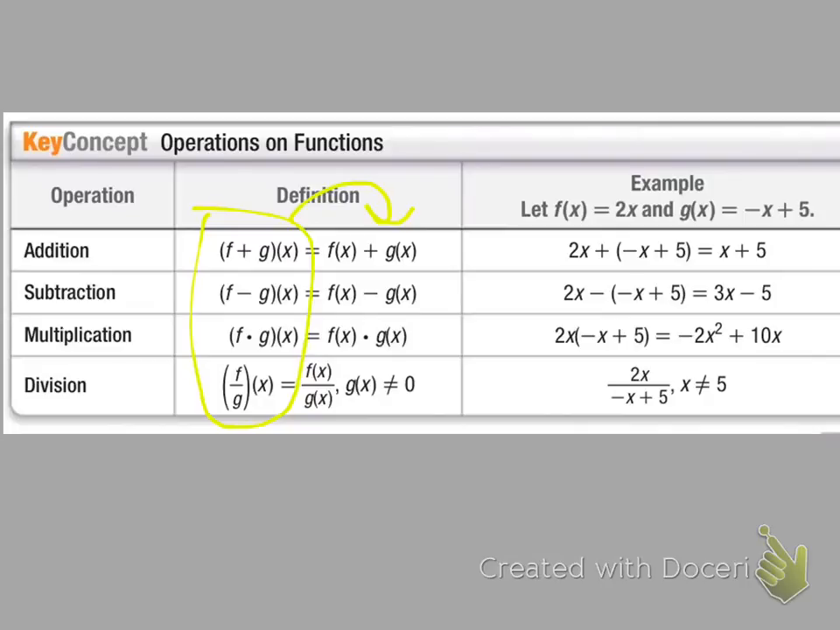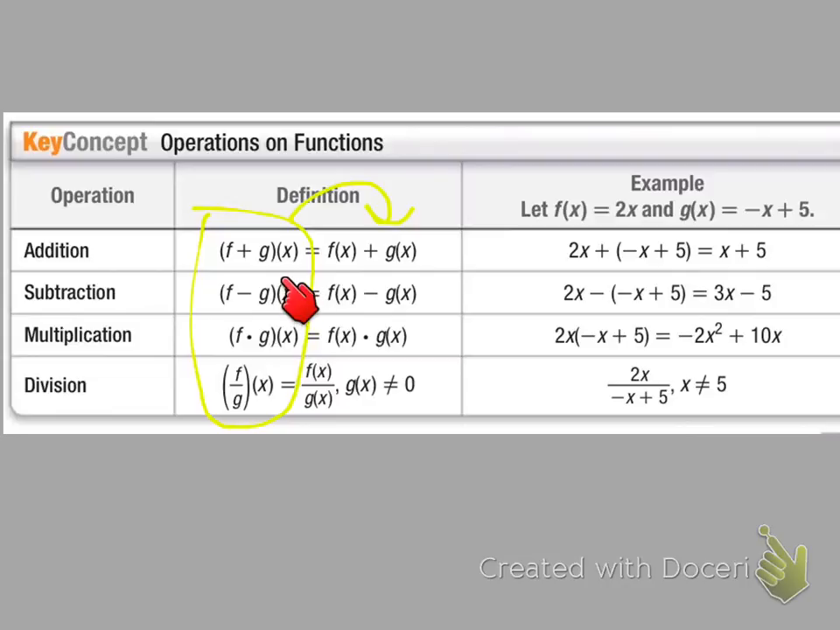So for addition, you're going to just take the two functions and add them together. If you look to the right, there's a cute little example. f of x is 2x, g of x is negative x plus 5. So you have 2x plus negative x plus 5, combine like terms, x plus 5. What we're doing today operation-wise is like terms and multiplying. That's all we're doing today. It's just how it's done. That's the new stuff.